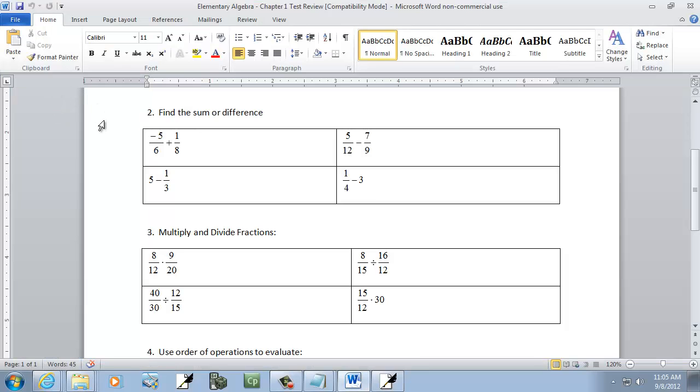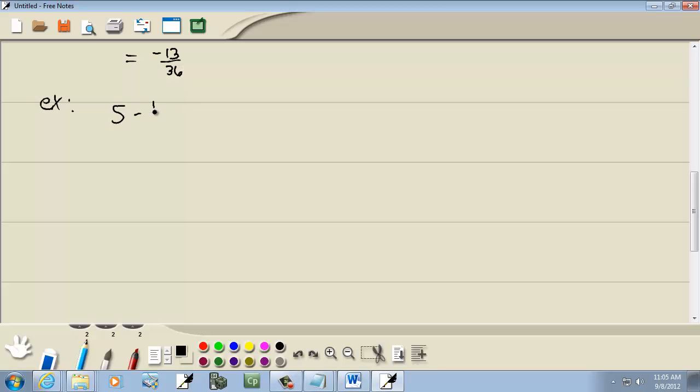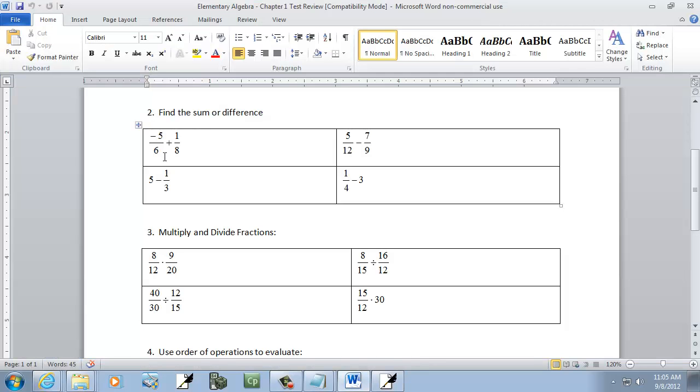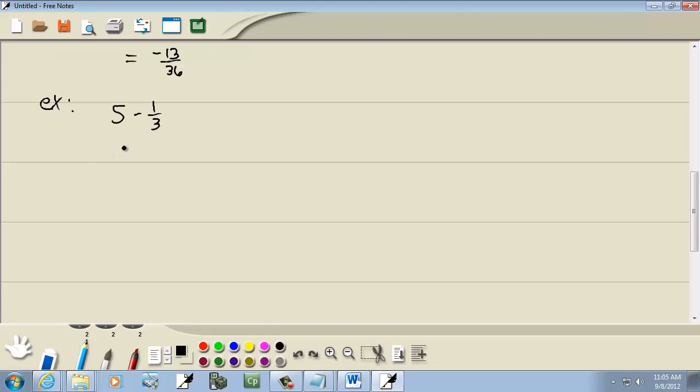Our next one, we got 5 minus 1/3. Well, if we're going to subtract fractions, it's helpful if they're both fractions. So I'll put the 5 over 1. Like that. And I could do our LCD here, but basically when one of them is a 1, your least common denominator is the other one. So 3 is our least common denominator.